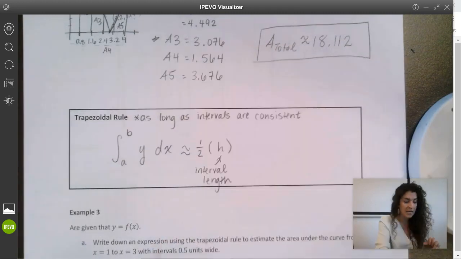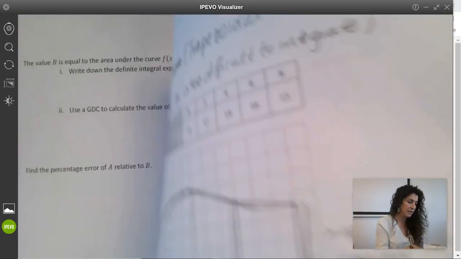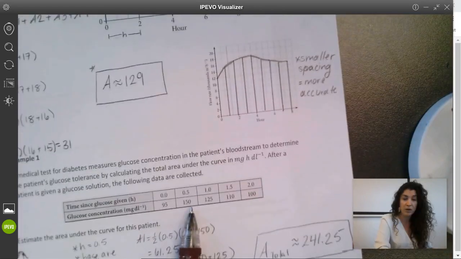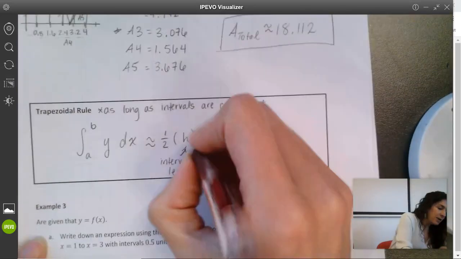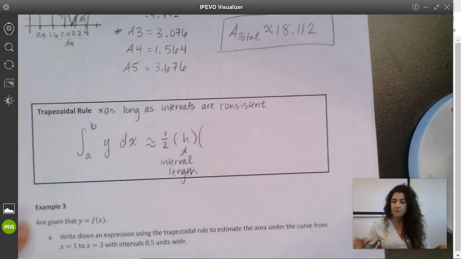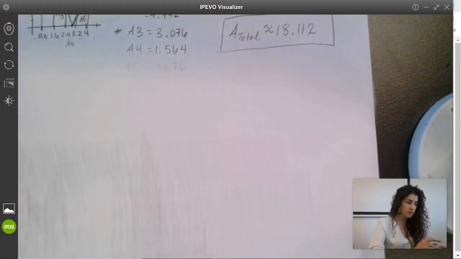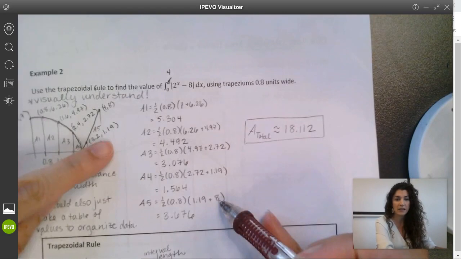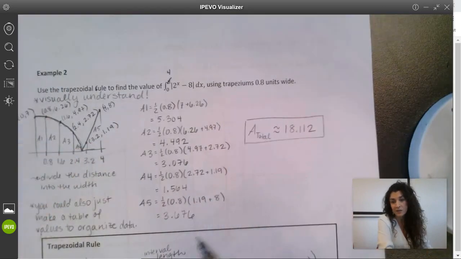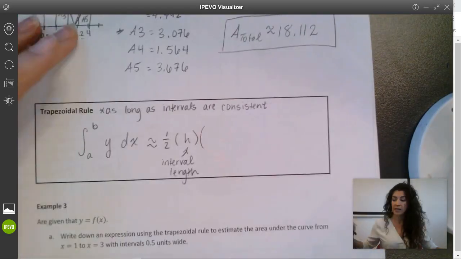Up above, it was 0.8. On previous problems, your interval length was 0.5, right? Everyone was a distance of 0.5 away. And then they were like, okay, well, we added the first base once, right? 7 we added once, and 8 we added once, and everything else we added twice. And that's what goes into the second parentheses.